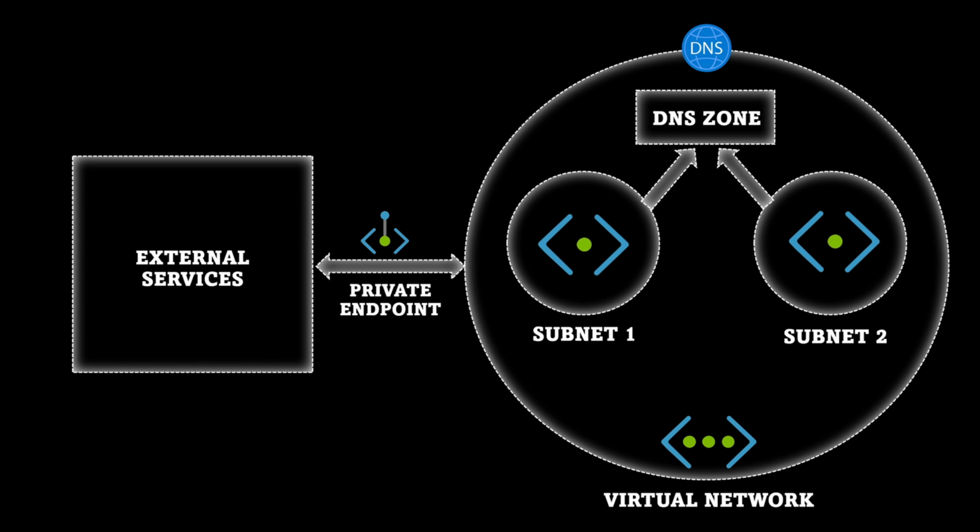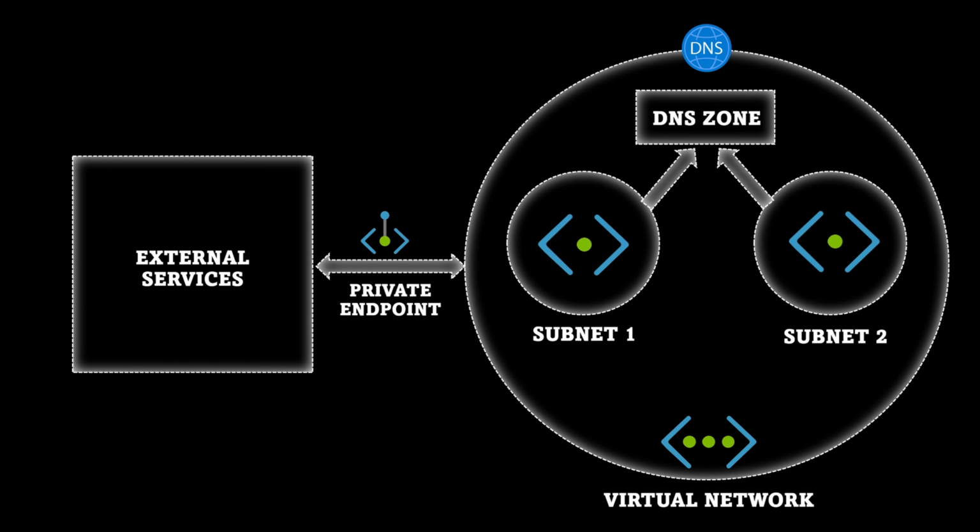Private endpoint is the private path that lets you securely access the external services. Together, these four concepts, virtual network, subnet, private DNS zone, and the private endpoint, form the foundation of networking in Azure. Okay, I hope that you have understood the concepts. And now let's move on to see how to implement them in real time.